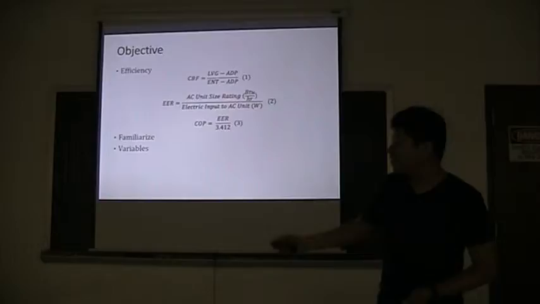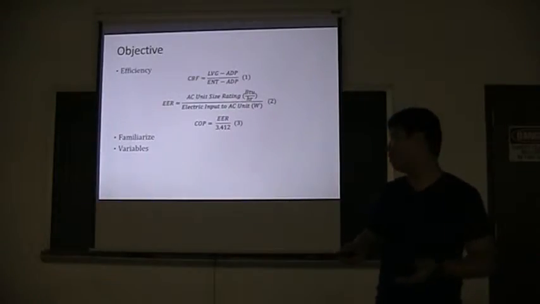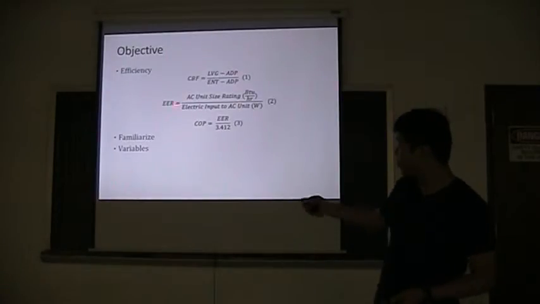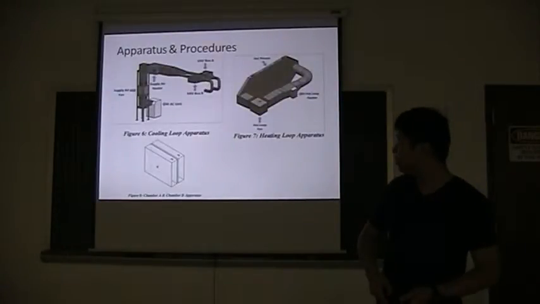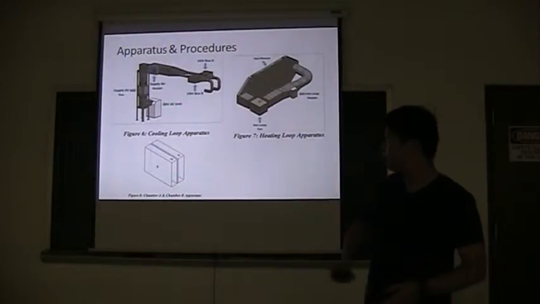So another objective, again, is to familiarize ourselves with the commercial air conditioner, like I said earlier, and also familiarize ourselves with the variables in these equations. So here is the apparatus that we'll be using. It pretty much consists of 4 parts.